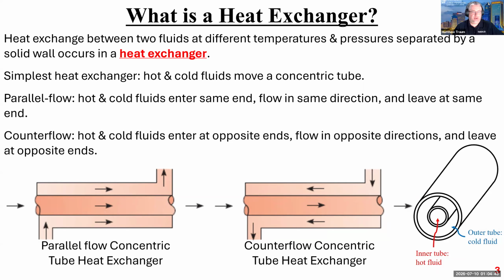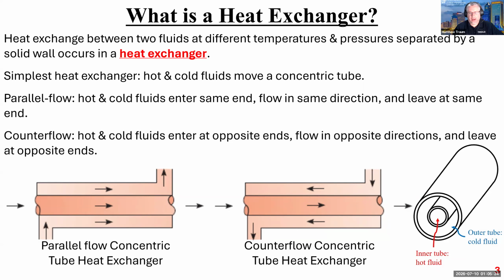That arrangement is typically called a heat exchanger, which is what we're going to talk about in this lecture. The simplest heat exchanger, at least that I can think of, is one where you have a hot fluid and a cold fluid moving together in concentric tubes. I show two possible arrangements for that here. First we have a so-called parallel flow heat exchanger. What characterizes a parallel flow heat exchanger is that the hot and cold fluids enter at the same end, flow in the same direction, and leave at the same end, right?